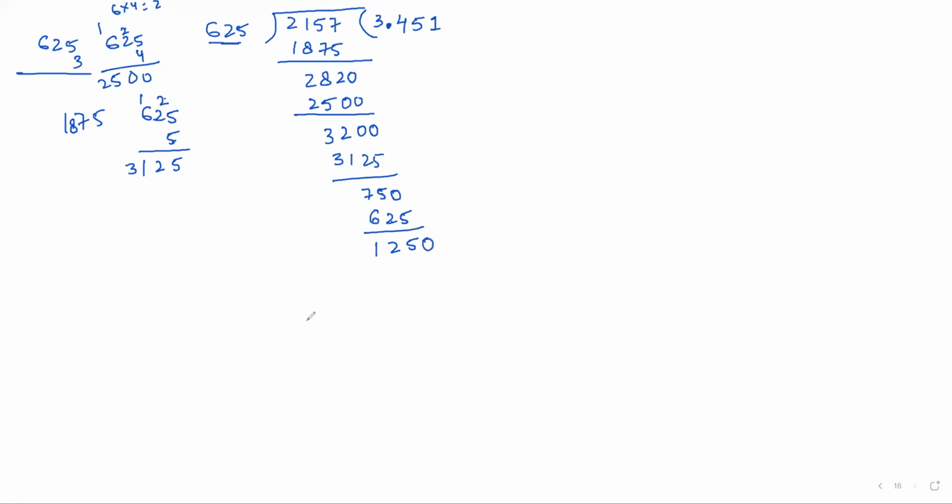Now, 6 into 2 is 12. So around 2 I'll try. So let us try 625 into 2. 2 into 5 is 10, 2 into 2 and 6 is 12. Exactly. 2 times it is going, 1250. Right?